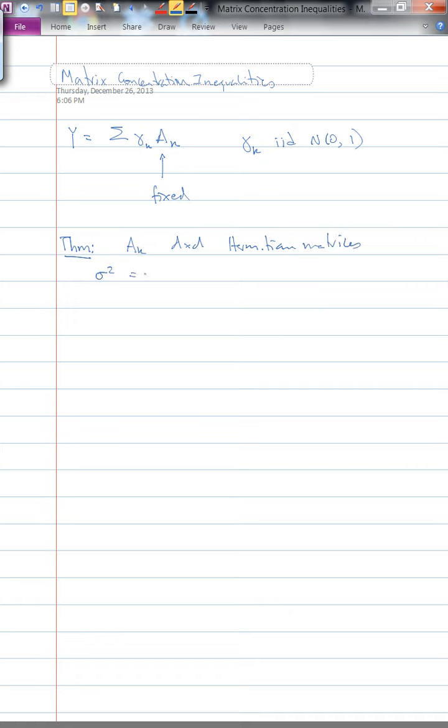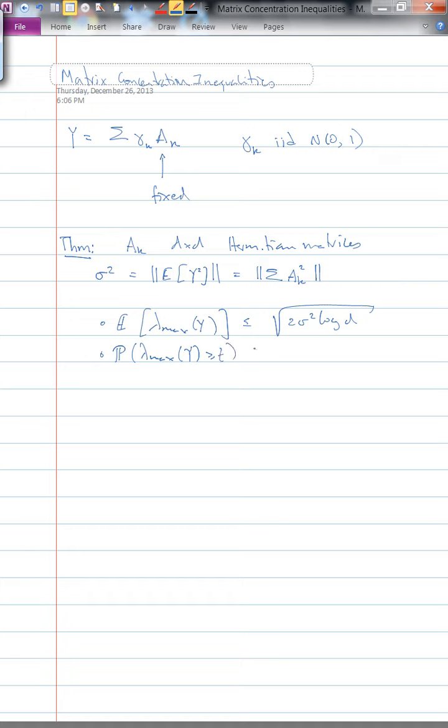and if we let sigma squared be defined as the norm of the expected value of Y squared, which, by a simple check, by the assumed independence of the gamma k, equals the norm of the sum of A k squared. Then the expected value of the largest eigenvalue of Y is bounded by the square root of 2 sigma squared log d. D again is the dimension. And we have a tail inequality: the probability that the largest eigenvalue of Y exceeds t is bounded by d times e to the minus t squared over 2 sigma squared, for all non-negative t.